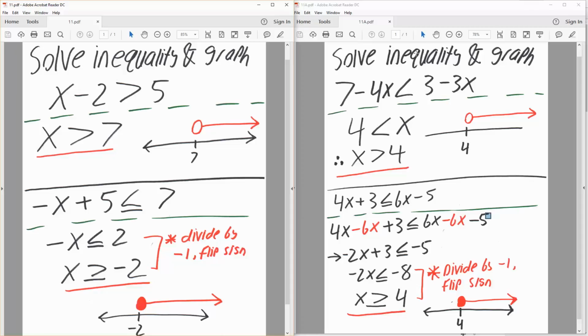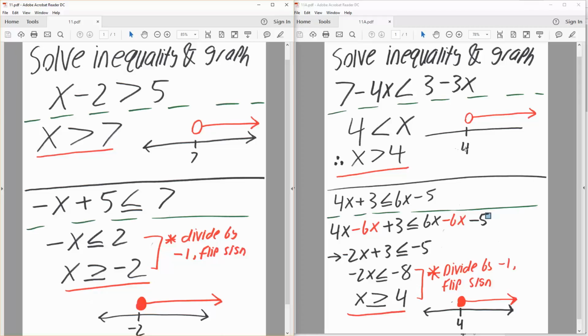And now we'll do this problem where we have x on both sides. So we want to solve this inequality and then graph it. So 7 minus 4x is less than 3 minus 3x. And so we can do this a couple of ways. I could subtract 3 here, subtract 3, and so I would get 4. I could add 4x here, add 4x here, so minus 3x plus 4x would give us x. So 4 is less than x, so we could say that x is greater than 4.